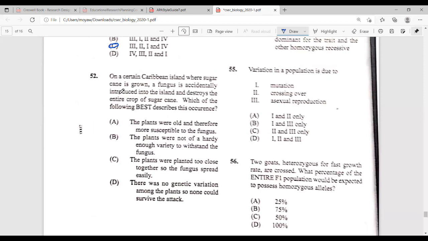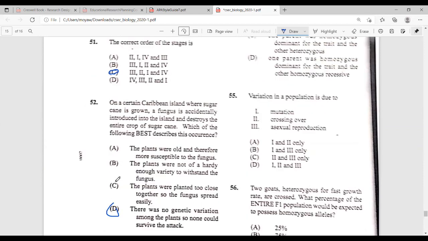On a certain Caribbean island where sugarcane is grown, a fungus is accidentally introduced into the island and destroys the entire crop of sugarcane. Which of the following best describes this occurrence? A, the plants were old and therefore more susceptible to fungus. B, the plants were not of a hardy enough variety to withstand the fungus. C, the plants were planted too close together so the fungus spread easily. D, there was no genetic variation among plants, so none could have survived the attack. So this is a repeated question, so the best option would have been D.